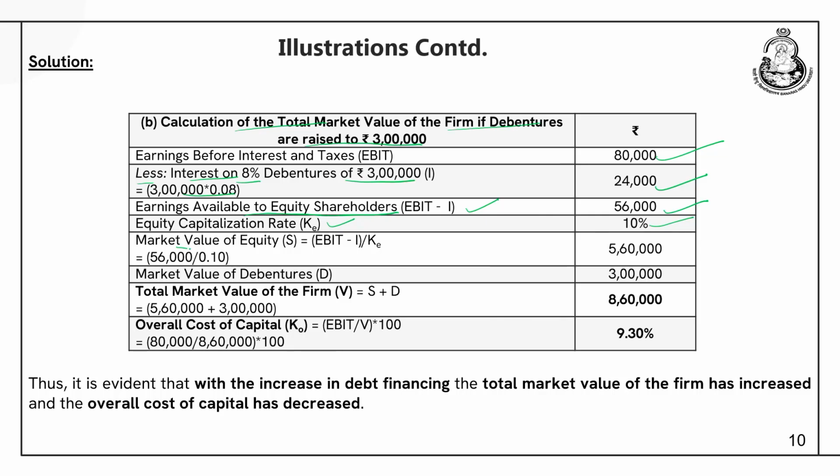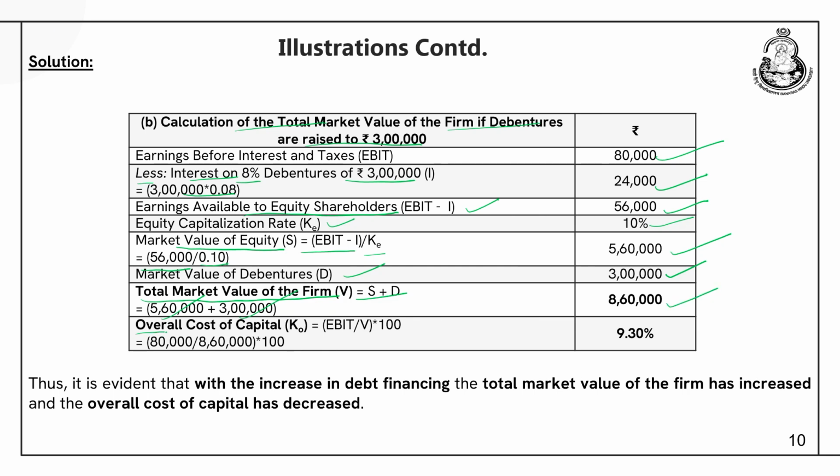So, using this, we can calculate the market value of equity, which is (EBIT minus I) by KE. We have already calculated this. EBIT minus I is 56,000 and KE is given as 10%. So, this comes out to be 5,60,000. Market value of debentures, it is already given in the question. Company raises 3 lakhs of debentures. So, it is 3 lakhs. Now, you can easily calculate the total market value of the firm, which is a combination of S and D. We have already calculated S as 5,60,000 and debentures as 3 lakhs, it is given. So, this comes out to be 8,60,000.